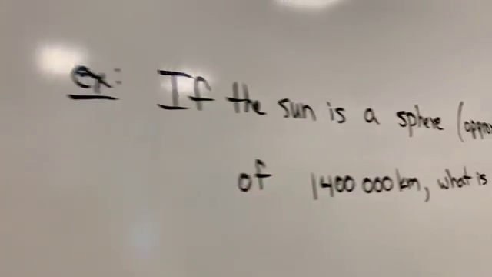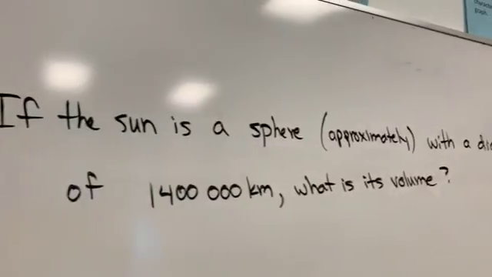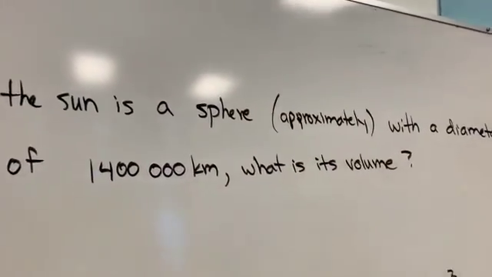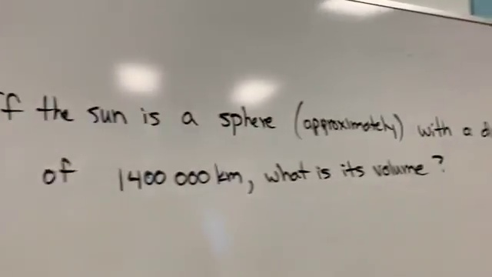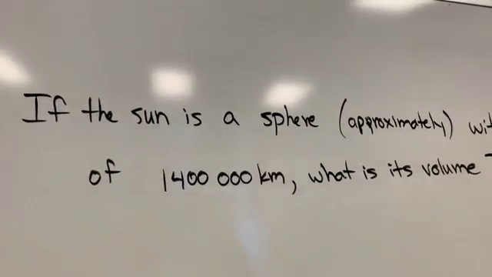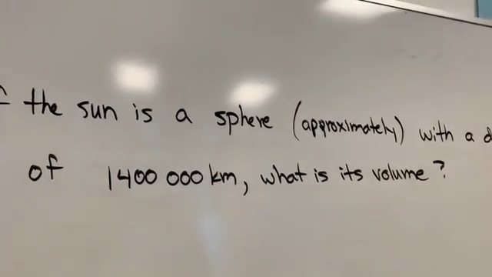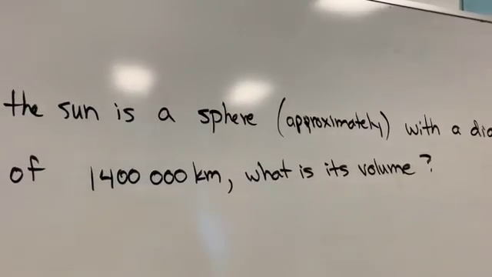The example we're going to do on this one: if the sun is considered to be a sphere, which it isn't quite, but approximately a sphere, with a diameter of 1,400,000 kilometers, what's its volume? So you can imagine this is going to be a pretty big number.